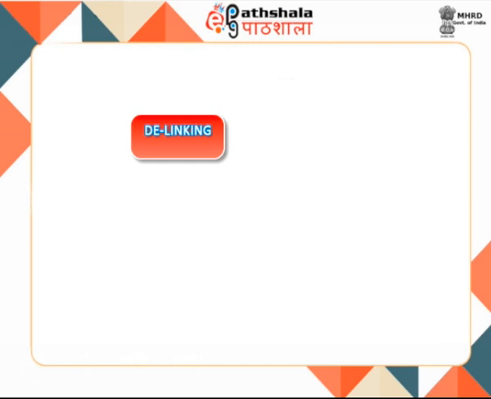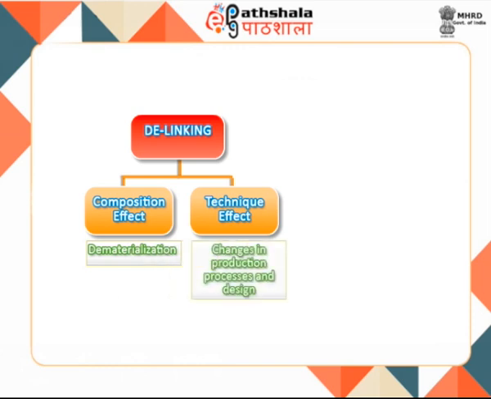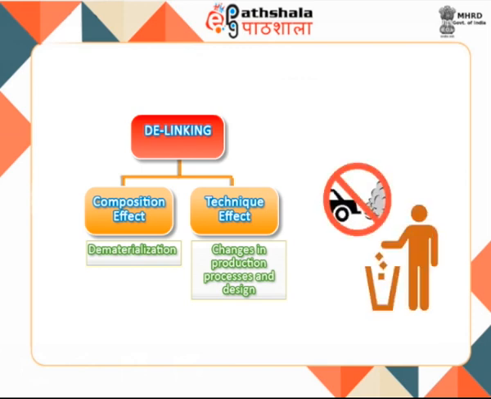Delinking embraces two dimensions: composition effect and technique effect. The composition effect is associated with shifts in production and or consumption patterns towards sectors or industries that are less environmentally damaging. This is also called dematerialization. The technique effect is associated with changes in production processes and product design achieved through improvements in technology that allow less use of inputs per unit of output, use of less environmentally intensive inputs, less generation of wastes, etc.